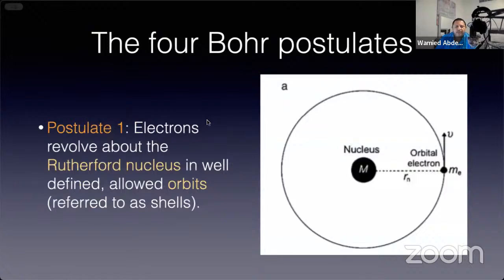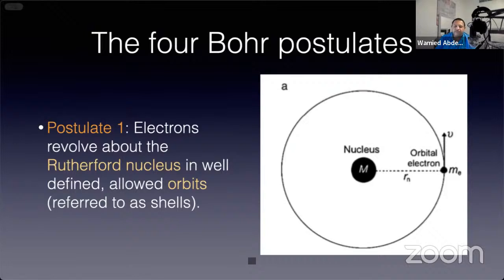The first postulate was that electrons revolve about the Rutherford nucleus in well-defined allowed orbits. These are sometimes referred to as shells. So an electron will rotate around the nucleus. This, I think, violates classical physics, because it's known that when you have a charged particle and this charged particle undergoes acceleration or deceleration, it's going to emit electromagnetic waves, radiation. That's a topic that we're going to cover in the future, inshallah.